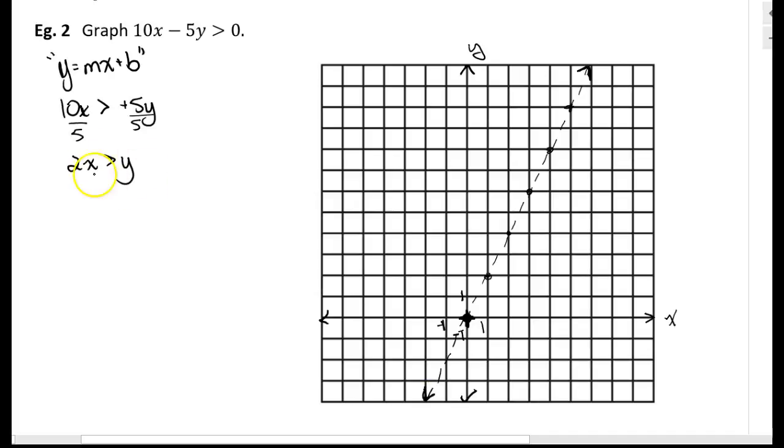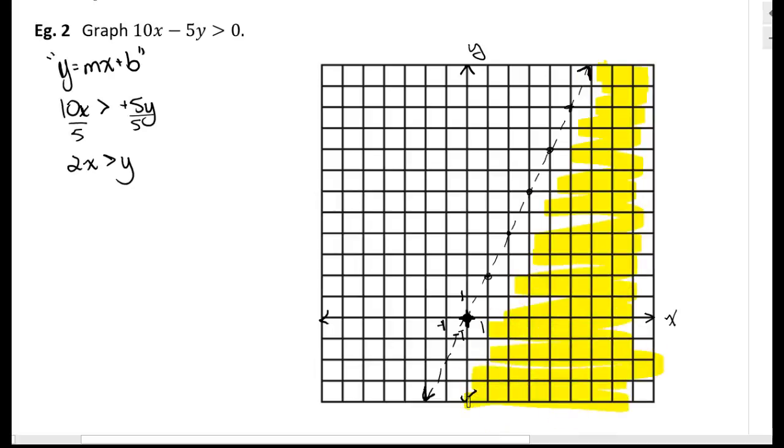Now what's nice about this statement is that y is less than my function. That means that it's already telling me where to shade, and I don't need to test points except to maybe verify. So here it's saying y is less than the function. Well, that means I'm going to shade below my line. Where is below my line? Well, if I find any point on my line, I'm going to go down from there, which means it's all this side.